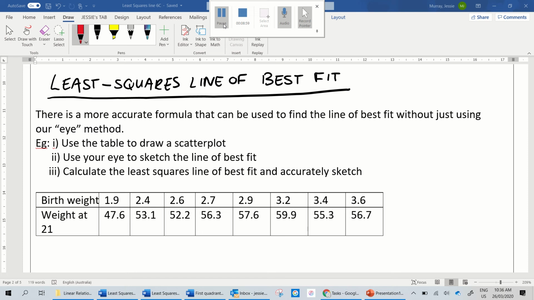They want everyone to have the same. It's much easier to mark. So be prepared to be able to have to calculate these. So here I've got a new set of data.